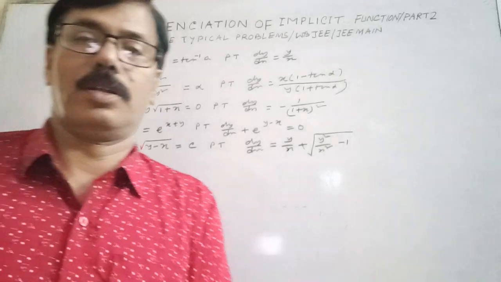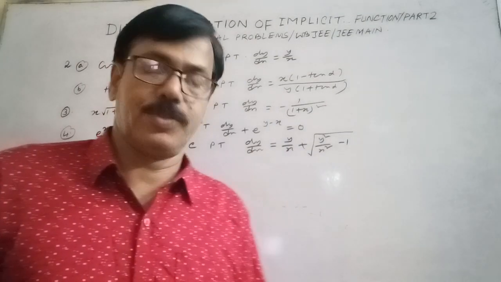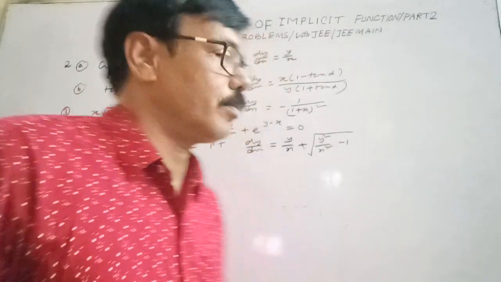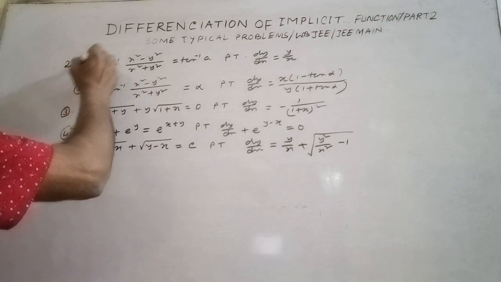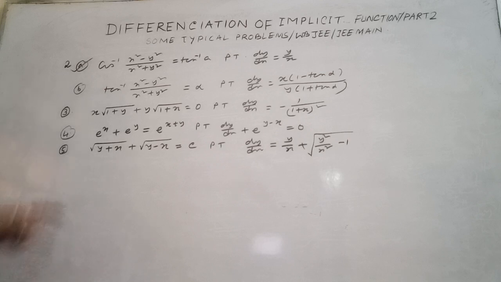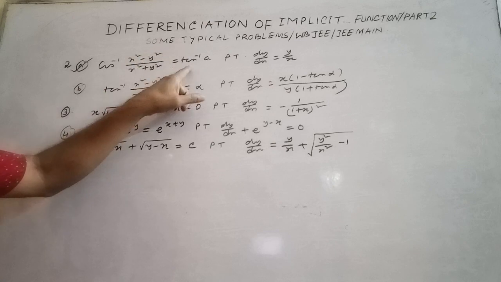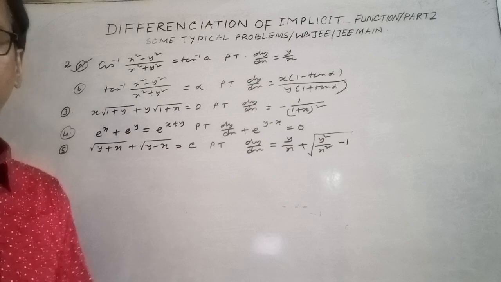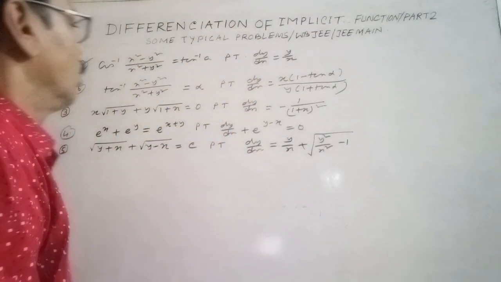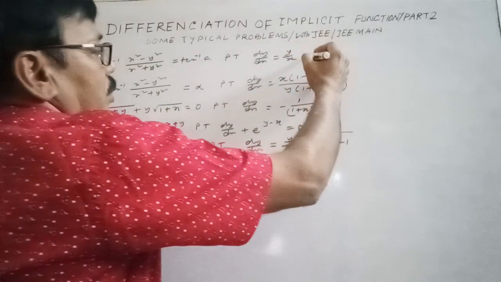Now we consider some typical problems. So problem number 2. Cos inverse of x square minus y square by x square plus y square equals tan inverse A. Prove that dy by dx equals y by x. So the relation is independent of A. Look at the proof. You must see the proof.